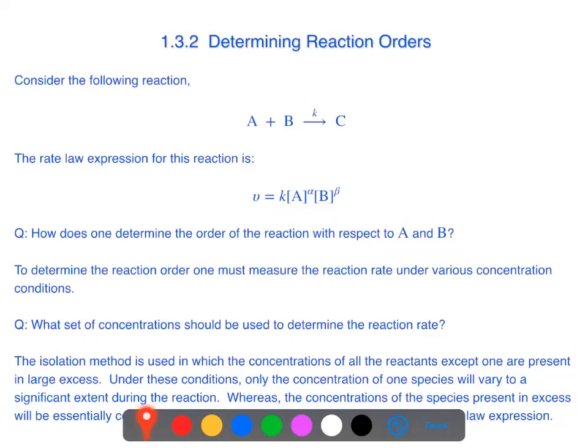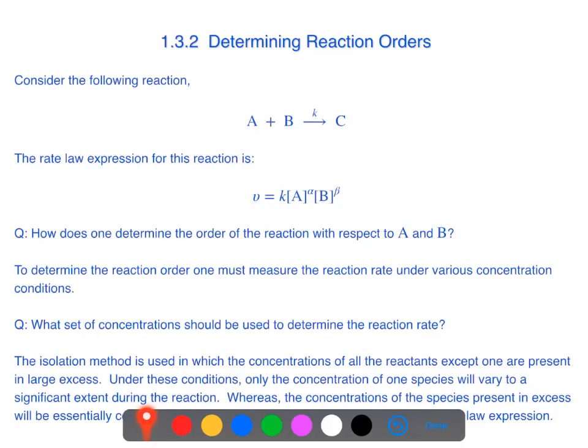Now, a question we must ask ourselves is, how does one determine the order of the reaction with respect to A and B? How do we determine alpha and beta? Well, in order to do that, we must determine the reaction order by measuring the reaction rate under various concentrations of those two species. A second question would be, what set of concentrations should we use to determine the reaction rate?